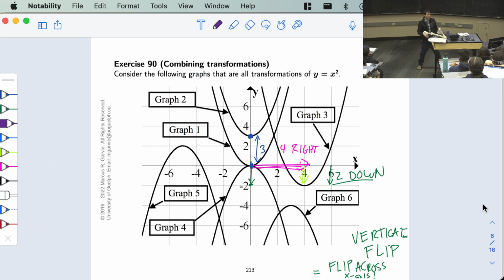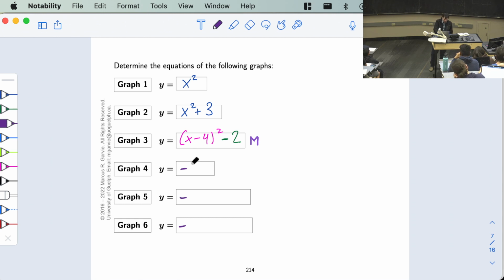So that part is the same as graphs 1, 2, 3. The easiest one is graph 4. Graph 4 literally only got flipped upside down. So graph 4 got flipped upside down and nothing else happened, so everything else we leave the same. Y equals minus x squared, right? Take the original graph, flip it upside down, do nothing else.